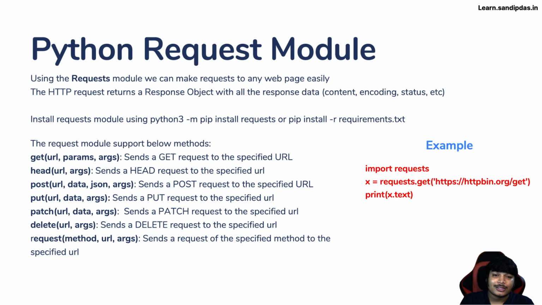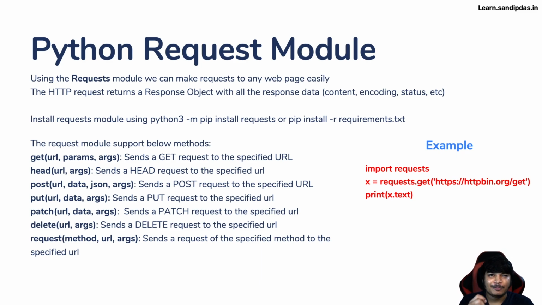To install the requests module using Python 3, we can run python3 -m pip install requests. Or, if you have a virtual environment set and you have the requirements all set, you can run pip install -r requirements.txt. And this requests module supports the below methods, that is get, head, post, put, patch, delete, and request.